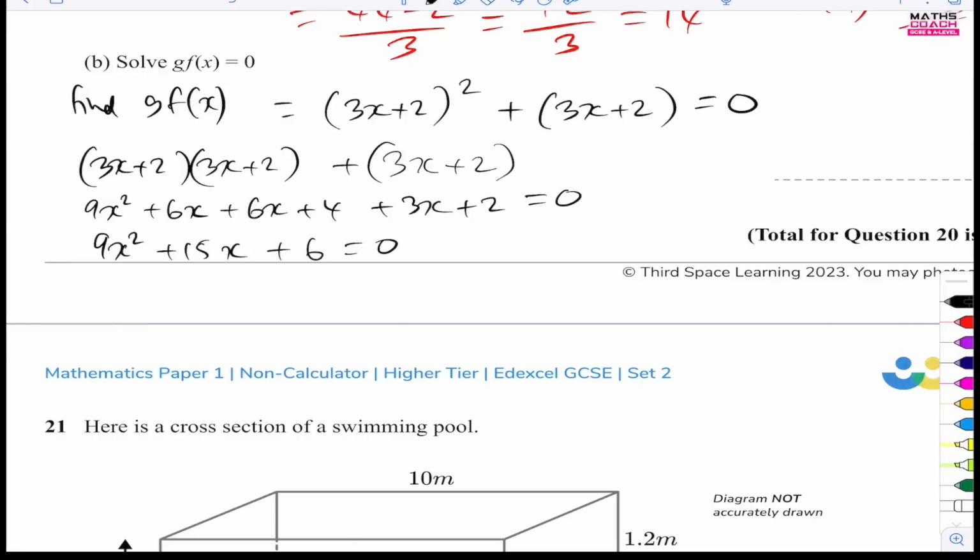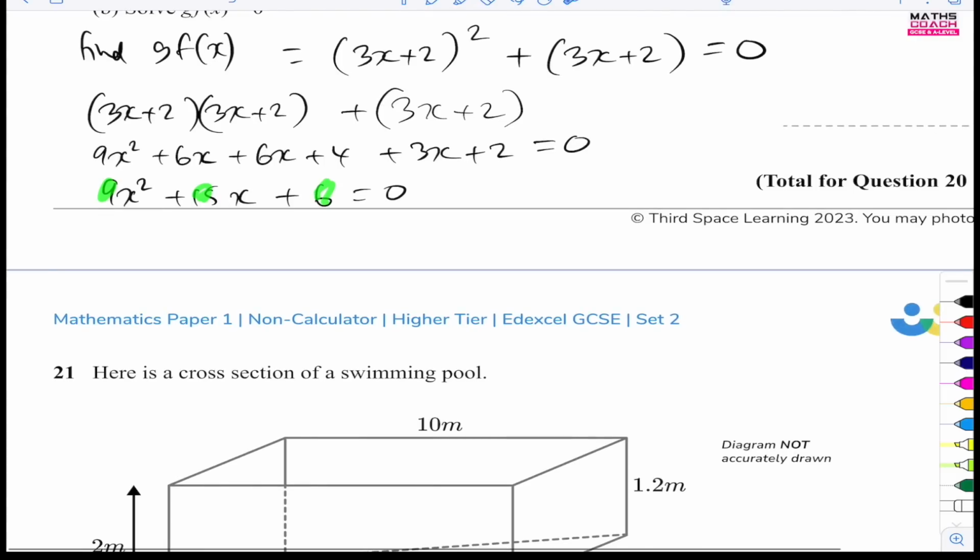And you've got that. Now, you need to factorize this. But what you can do to help you is you notice that all of these are divisible by 3. So you can divide by 3 to make it easier for you. So that will be 3x squared plus 5x plus 2 equals 0.